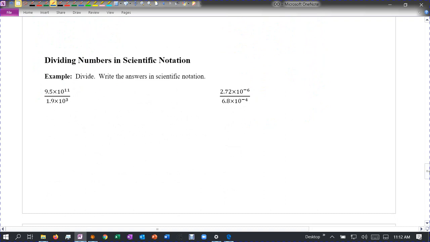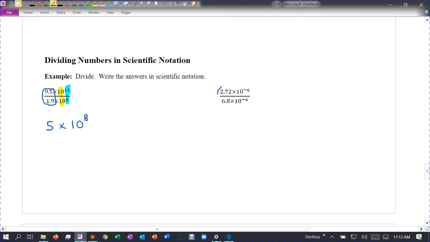How do we divide? Well, division works really nice. You're going to take these two numbers and divide them on your calculator. So 9.5 divided by 1.9, that gives me 5. And then when I do this, they have the same base, and they have different exponents, but we're dividing. So remember, we learned that that means you subtract. So we're going to go times 10. We can do 11, take away 3, you get 8. And that's it, we're done.